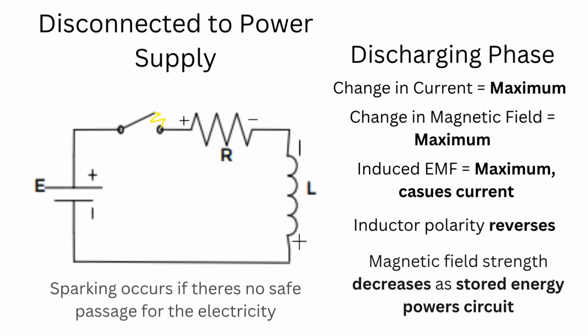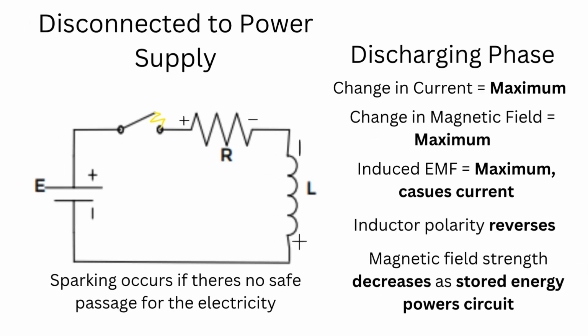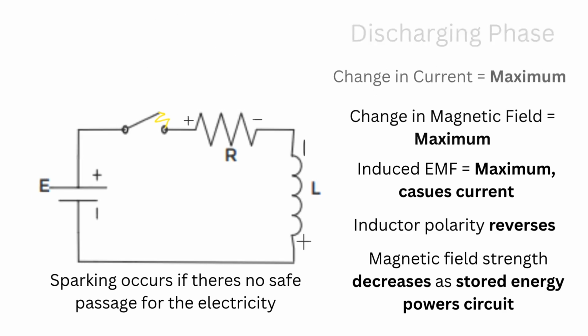When the circuit is disconnected from the power source, known as the discharging phase, a change in current occurs, resulting in an induced EMF voltage to resist this change and maintain current flow. This energy is taken from the magnetic field, which collapses, reversing the polarity of the inductor and allowing current to flow through the circuit for a short time until it decays to 0.